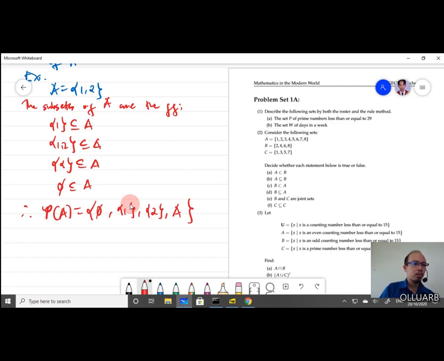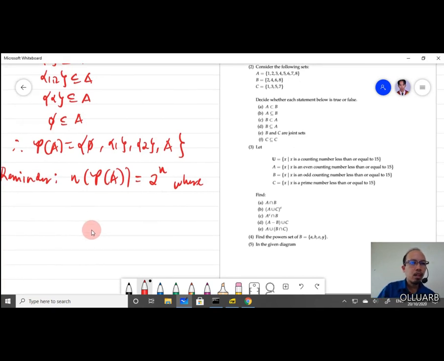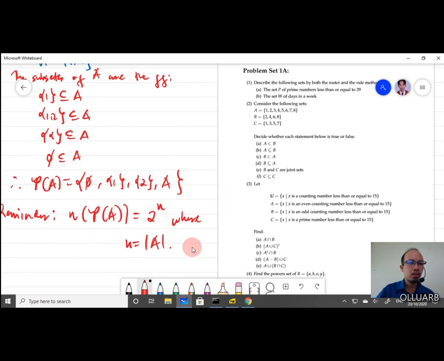Okay, so as a reminder or note, the cardinality of the power set of A is given by 2 to the n, where n is the cardinality of A. Okay, so you remember this notation, n is equal to n of A. So this symbol here, absolute value, and n of A are the same.